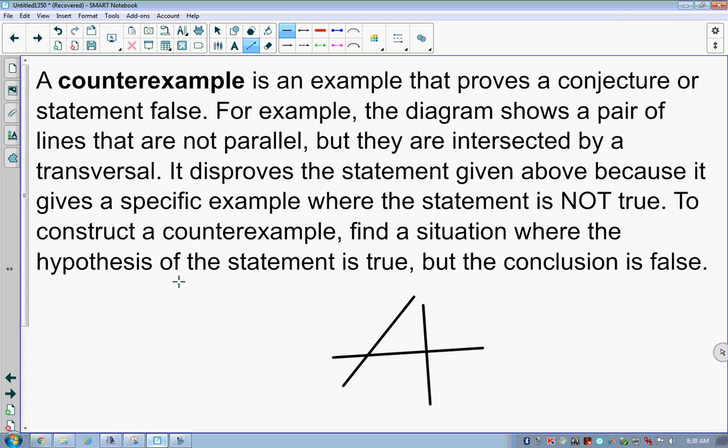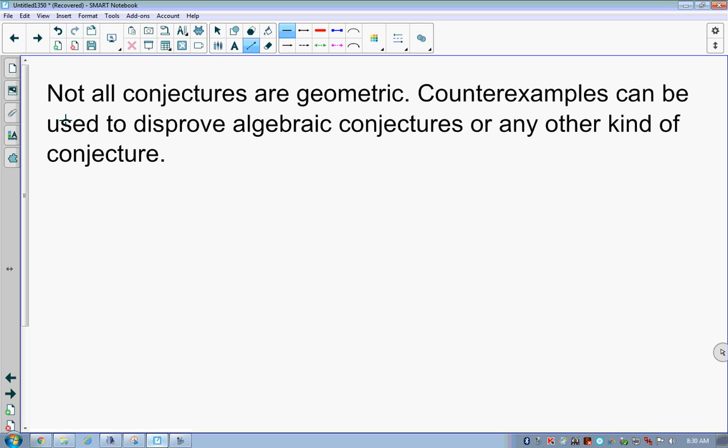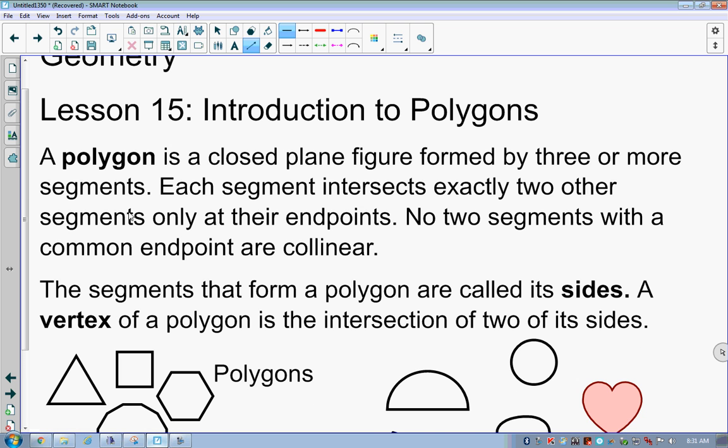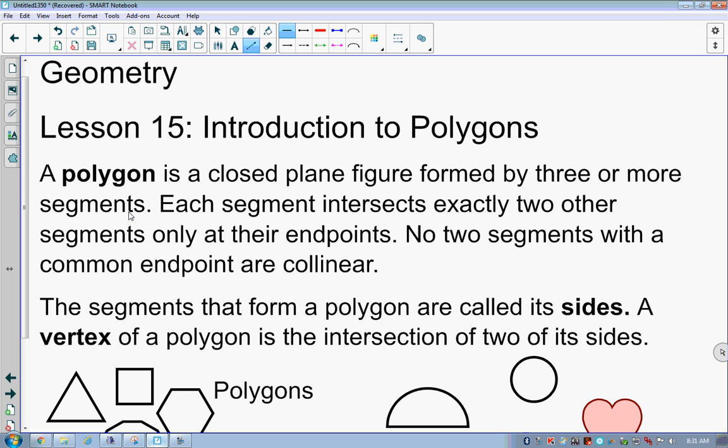All right. So that's what we're looking at. And you can look at that definition there. Not everything that we're going to look at has to be geometry, okay? For instance, 4 legs and a horse. Counterexamples can be used to disprove algebraic conjectures or any other kind of conjecture for that matter. All right, which brings us into lesson 15, which isn't necessarily even like lesson 14. That's just kind of how Saxon does some things.